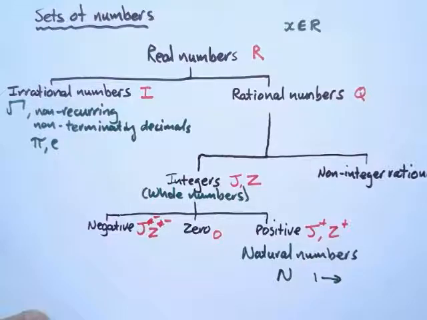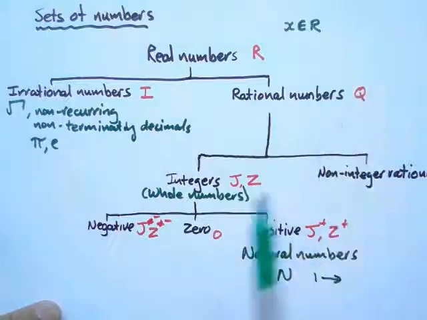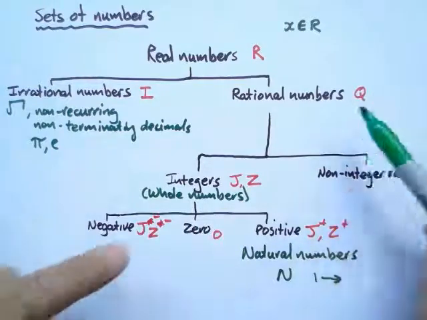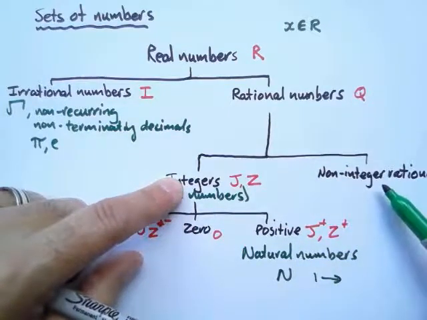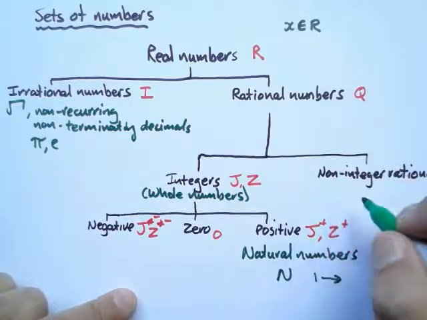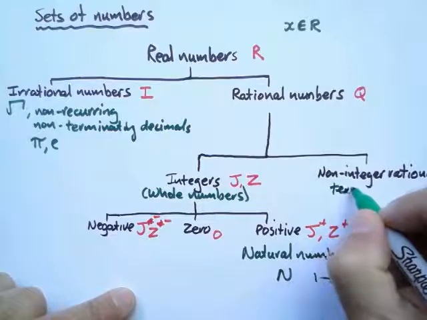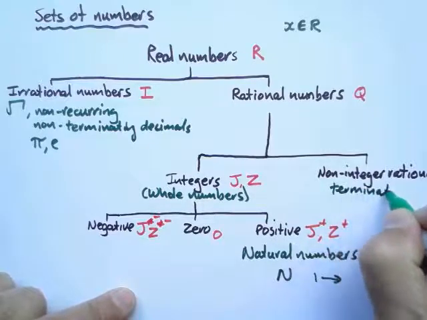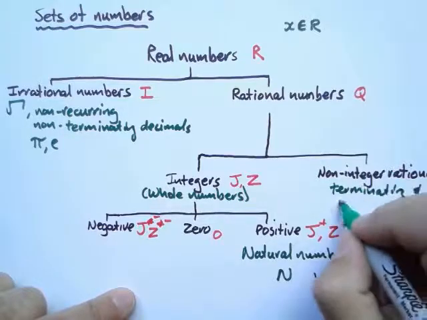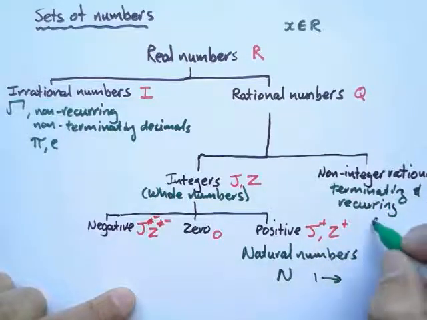Do you have to remember all of these? Well, the most important ones are real numbers, irrational or rational numbers. Irrational numbers are surds, rational numbers are Q, which is either integers or non-integer rationals. And sorry, I never said something about this. These are just terminating and recurring decimals. Terminating. So that's your normal fractions and recurring decimals.